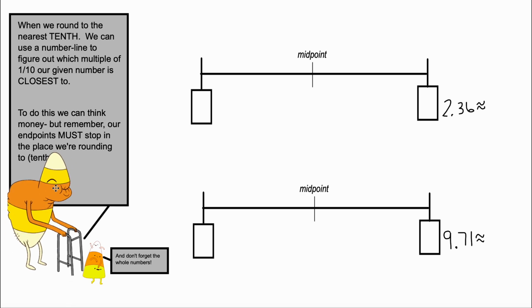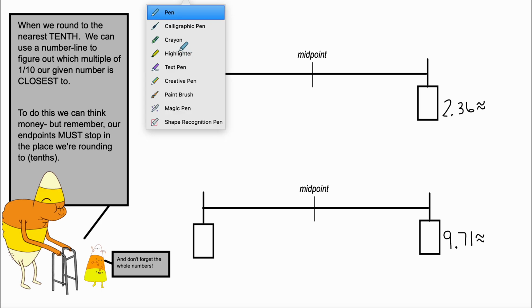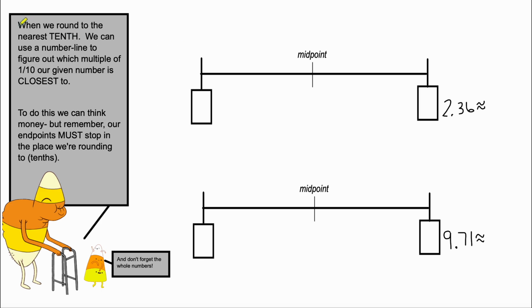It's me, Cletus, and the Candy Corn Crew, here to help us round to the nearest tenth. So that's going to be our goal for this little study buddy helper. We are rounding to the nearest tenth.